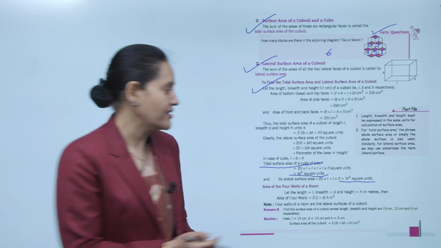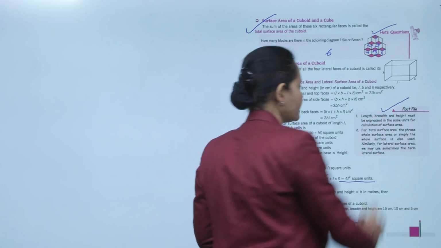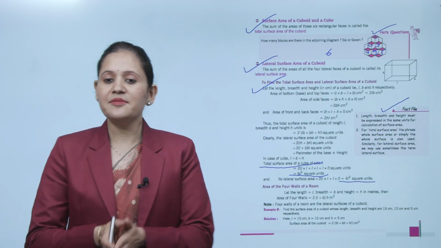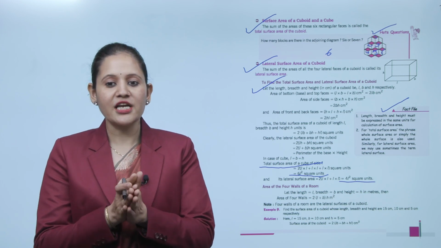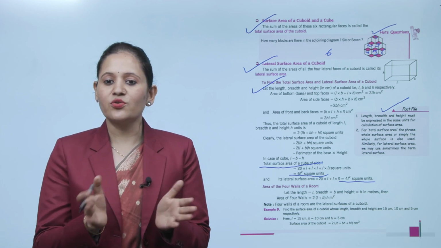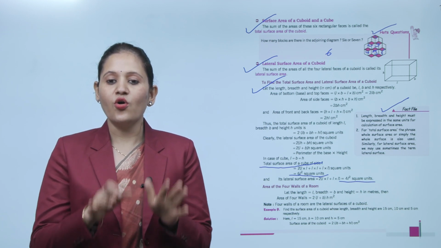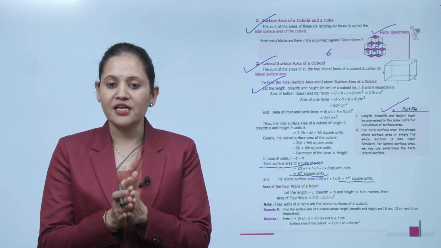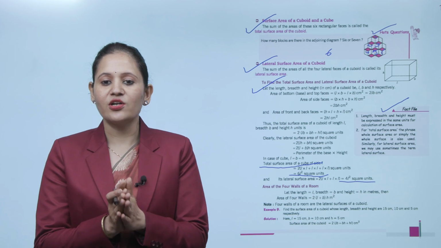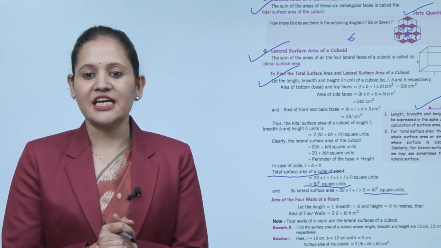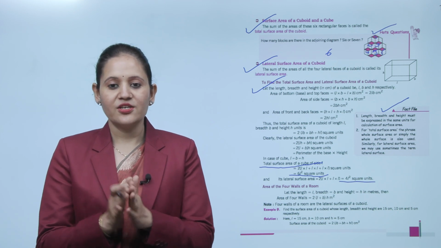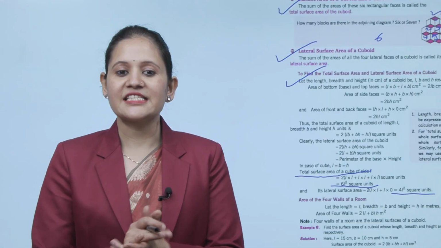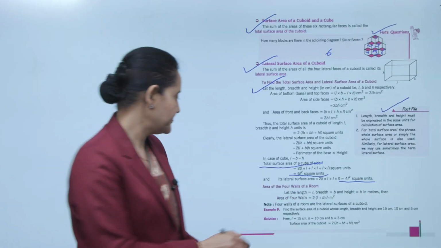Next is the fact file. Length, breadth and height must be expressed in the same unit for calculation of surface area. For total surface area, the phrase whole surface area or simply the whole surface is also used. For lateral surface area, we may sometimes use the term lateral surface. So the meaning is the same.